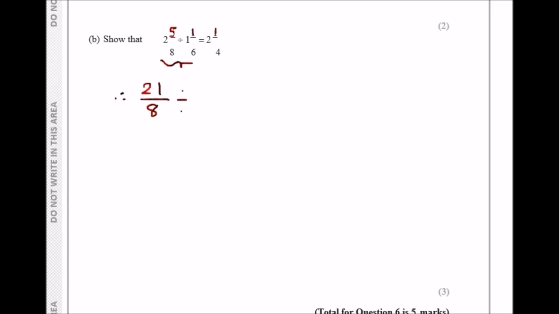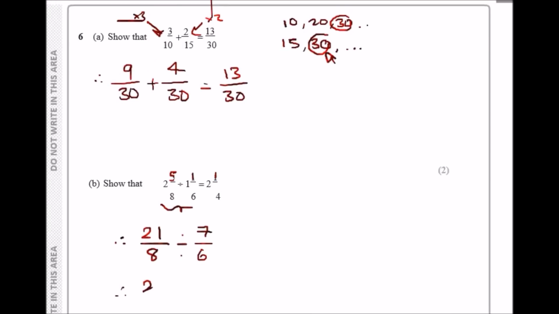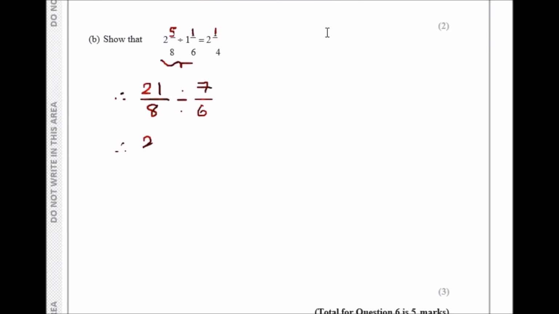Next one would be 1 and 1/6. So again, make a fraction out of the whole number 1, which is 1 times 6 is 6 over 6. 6 over 6 plus 1 will give you 7 over 6. And that's it. Now, because we're dividing a fraction, all we simply do is flip the second and stick in a times sign. So we've got 21 over 8 times 6 over 7.